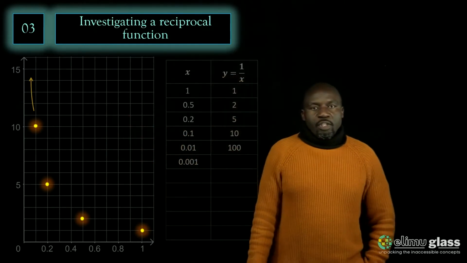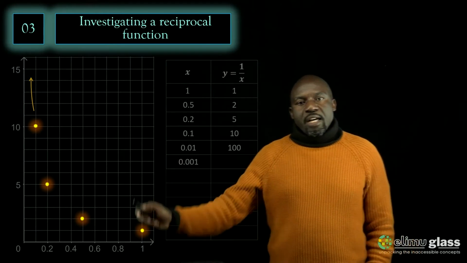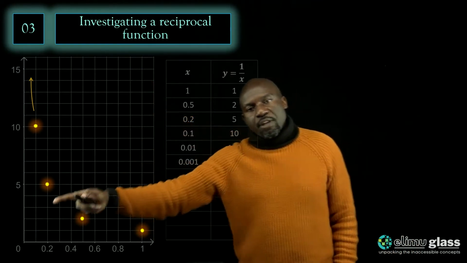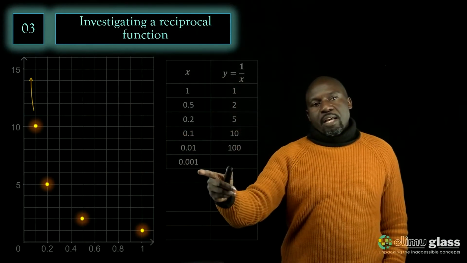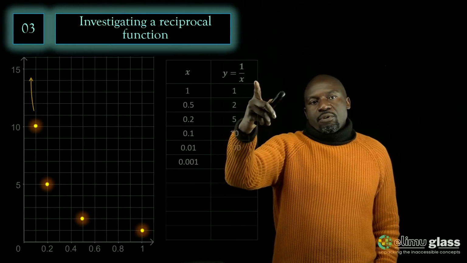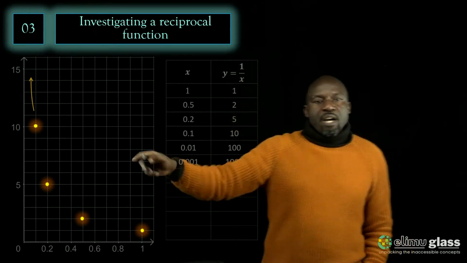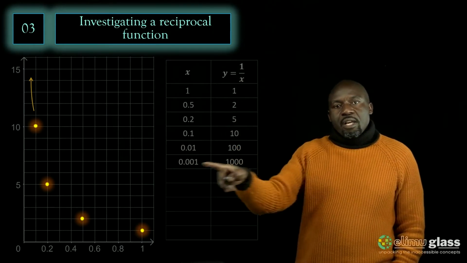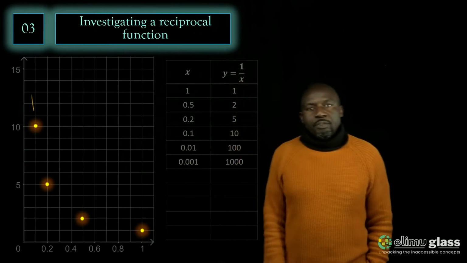Therefore, the value of y has really shot up to 100. From 10, we've gone all the way to 100. And when x is 0.001, I've made it even smaller. Put 0.001 there, I expect 1,000, and that means the value of my function has even gone further up, okay?